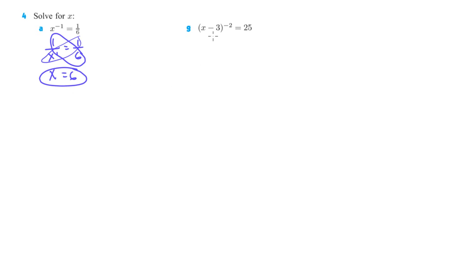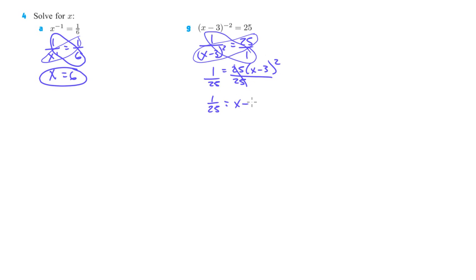It's to the negative second power, so I'm going to do 1 over x minus 3 squared equals 25. Since there's nothing underneath that, I'm going to just put it over 1, so then I can do my cross products again. Okay, so we get 1 times 1 is 1, and then we get 25 times x minus 3 squared. We got to get rid of the 25, so we divide both sides by 25. And we get 1 over 25 equals x minus 3 squared.